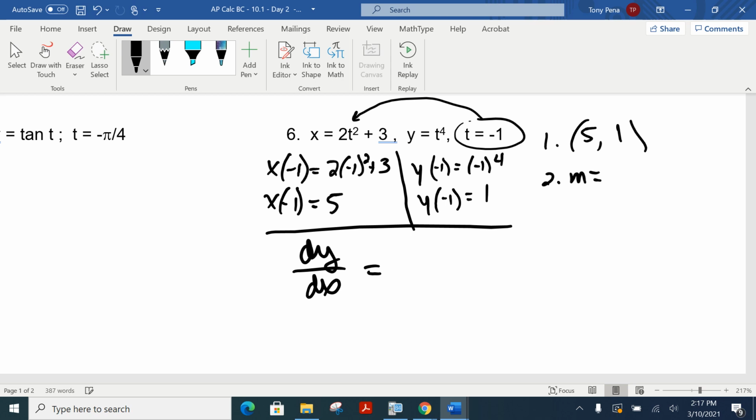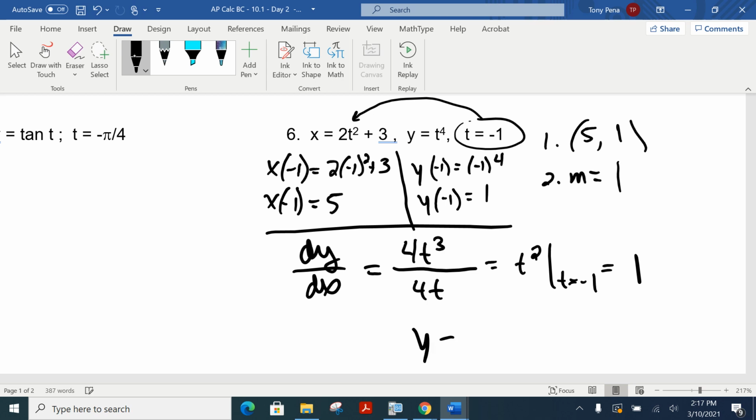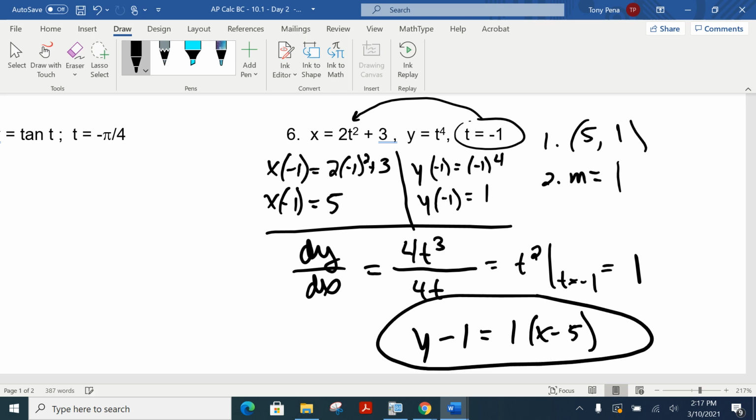Our slope then, dy/dx, is going to be dy/dt, which would be 4t cubed as your numerator, and in your denominator, the derivative is 4t. We can simplify that, I suppose. That's just t squared. And if we evaluate that at the time of -1, we get a +1. So then that's our slope. We have that, so we can now write our equation. And we're on our way. So hopefully easy enough. Just being able to find your derivative and then using that to find the equation of our line tangent.